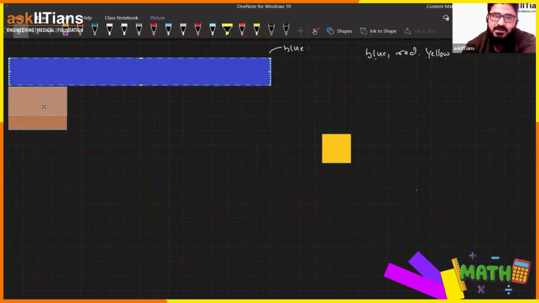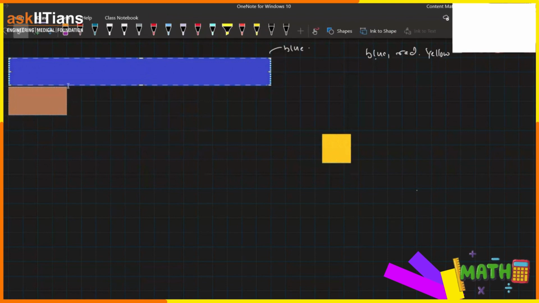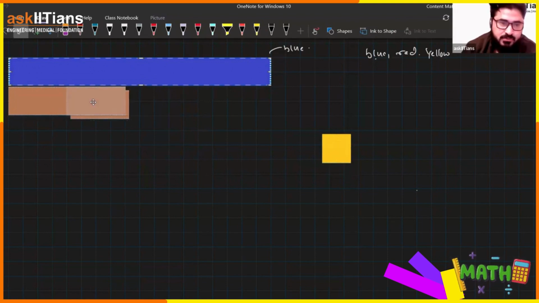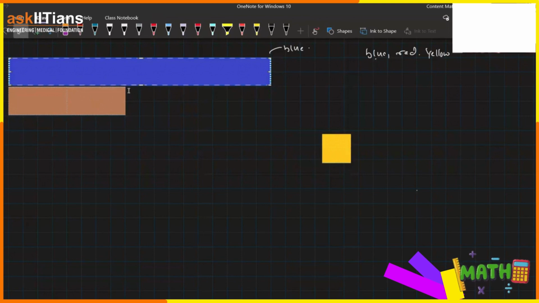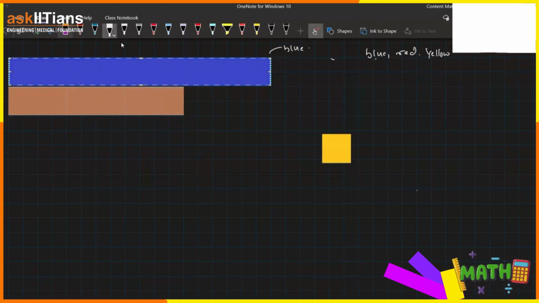Now let's accommodate this blue. How many times can I use this red? Once. Can I use it one more time? Yes. This is used one more time. Two times. Can I use it one more time? Yes. Let's use it one more time. How many times have I used it totally? Three. Can I use it one more time now? Yes.